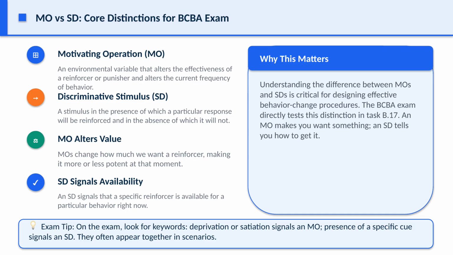The core distinction lies in mechanism. An MO changes the value of a reinforcer itself, making it more or less potent at that moment, while an SD signals the availability of that reinforcer for a particular behavior right now. Both occur before behavior and influence its likelihood, but the MO alters motivation and the SD signals opportunity. Exam questions often ask you to identify which antecedent is at play based on whether value or availability is being changed.